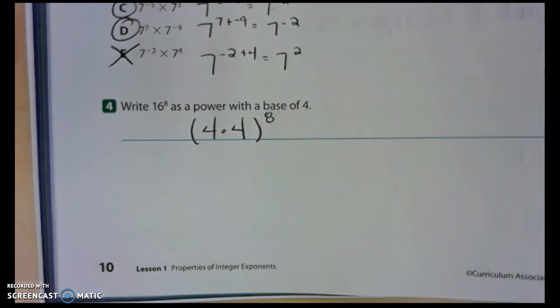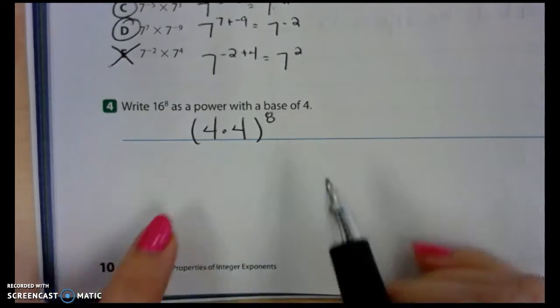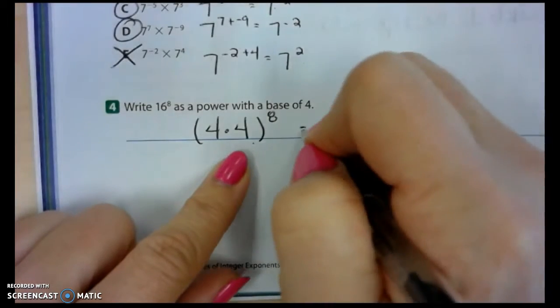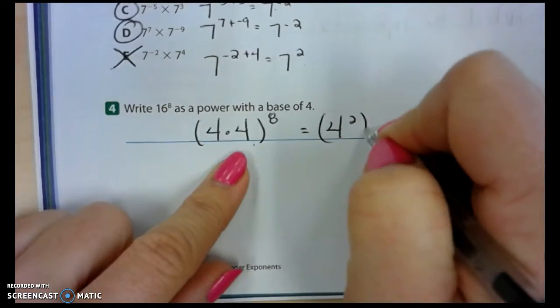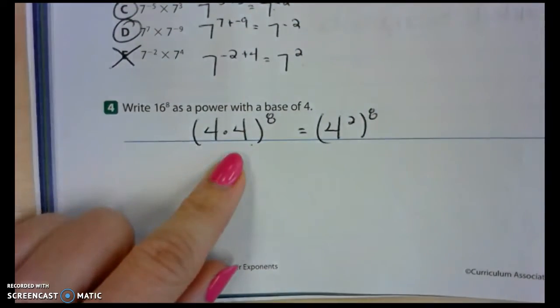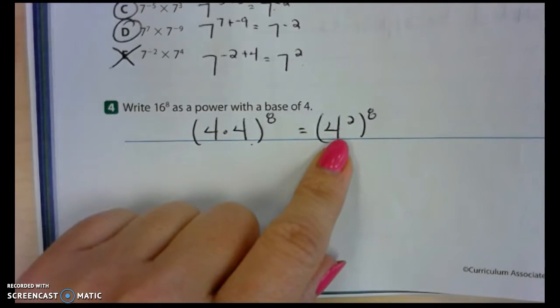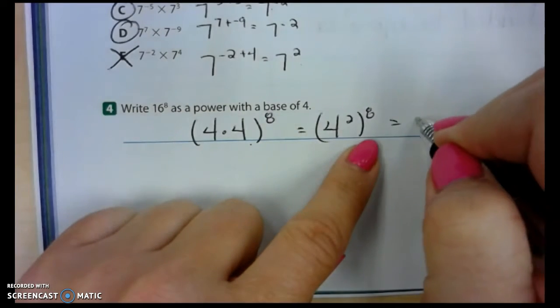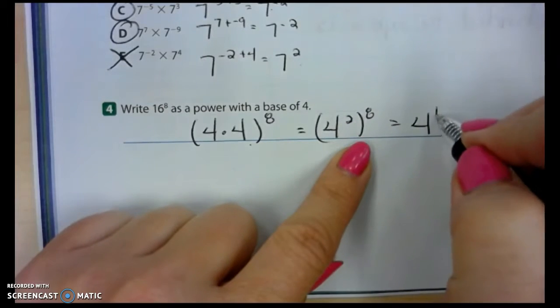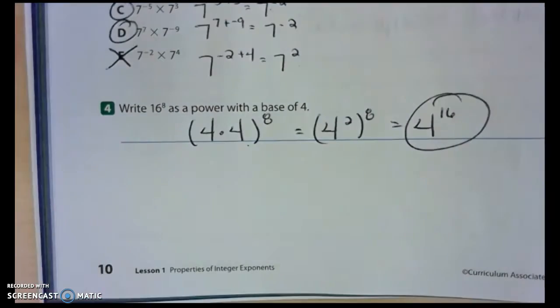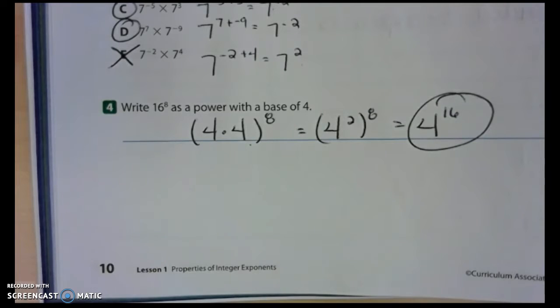So if we take out the 16 and we plug in 4 times 4, we could write this as an exponent, and we would have 4 squared to the 8th. Now, our base is 4, just like they wanted. Go ahead and simplify that, and you get 2 times 8 is 16. 4 to the 16th is what you're looking for there.